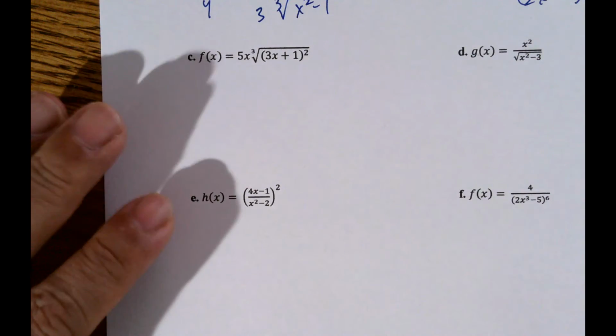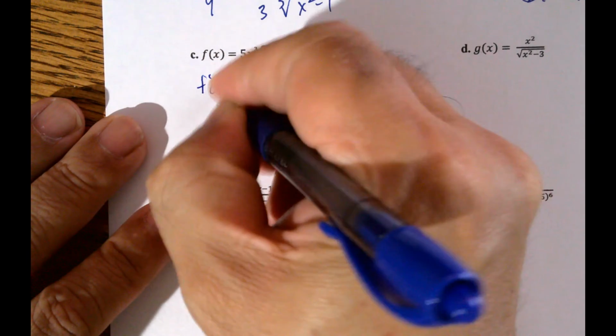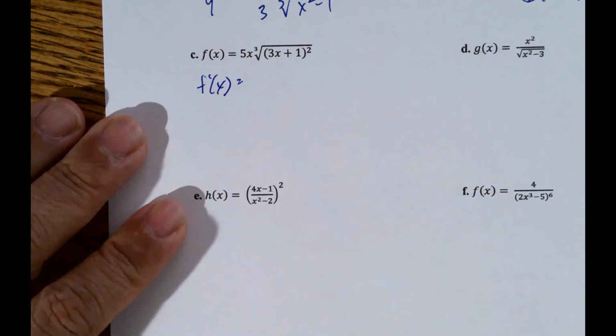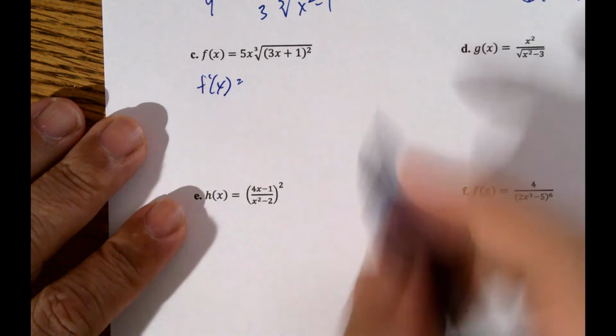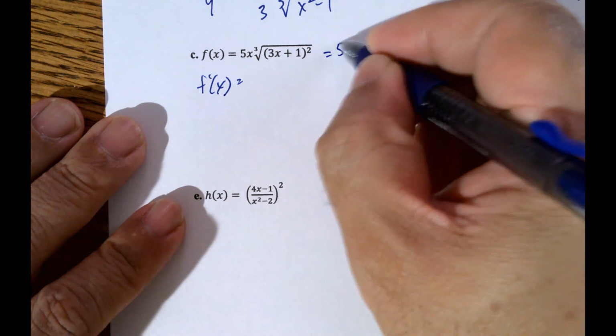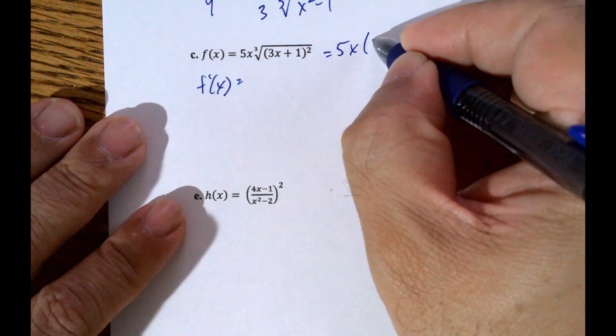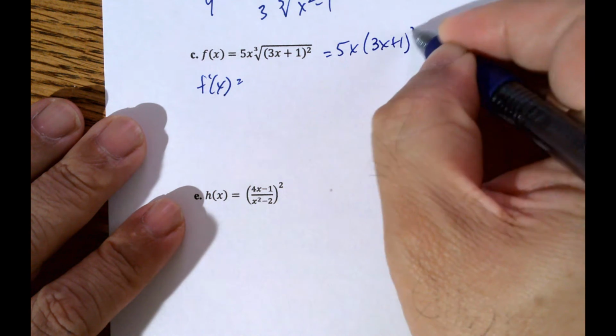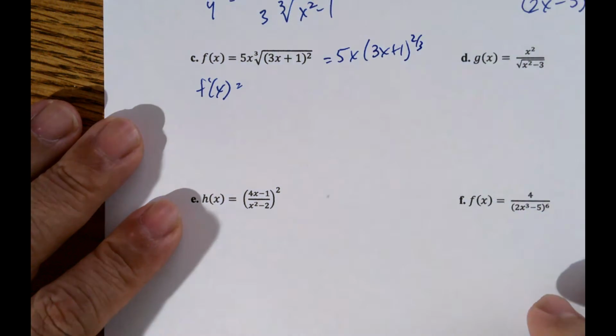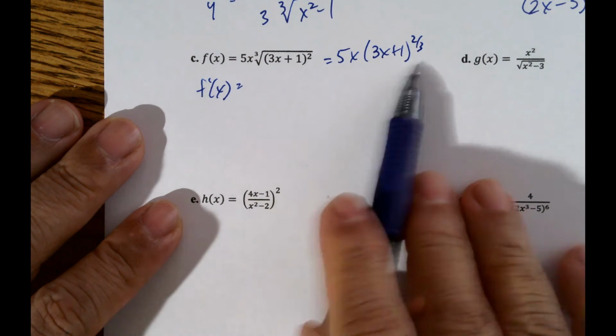C. f prime of x equals, now that's a cube root. I should probably do a rewrite first. So it's 5x times (3x plus 1) to the 2/3. Okay, now do the product rule on this.